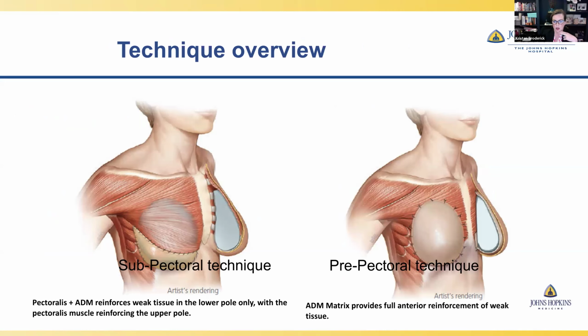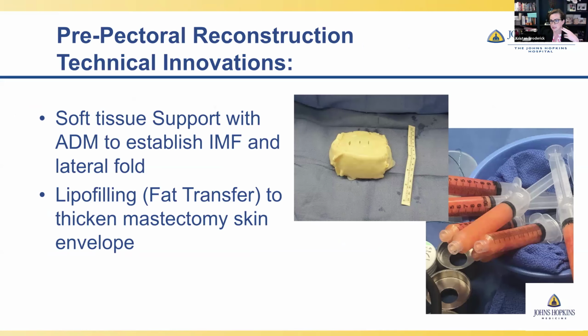So we've shifted a lot, though, to now that we have other techniques that have helped us do this pre-pectoral. So this is a schematic, and there's a lot of different ways to do this. But basically what we do is we use soft tissue support, usually with an acellular dermal matrix. There's a lot of other meshes that people use to help establish the folds of the breast, both on the inferior portion of the breast, but also laterally on the side of the breast to keep the implant from migrating underneath the armpit.